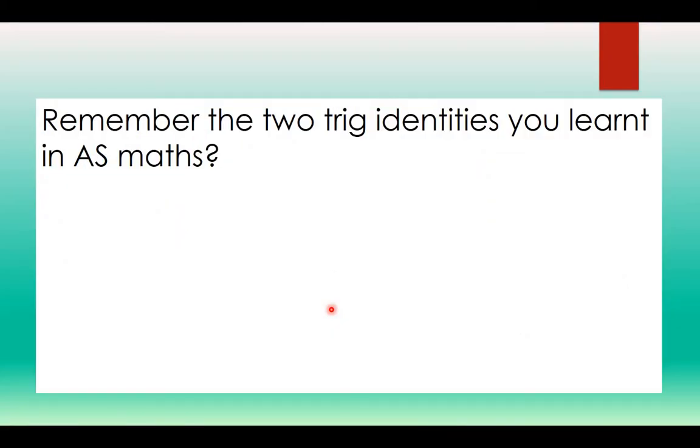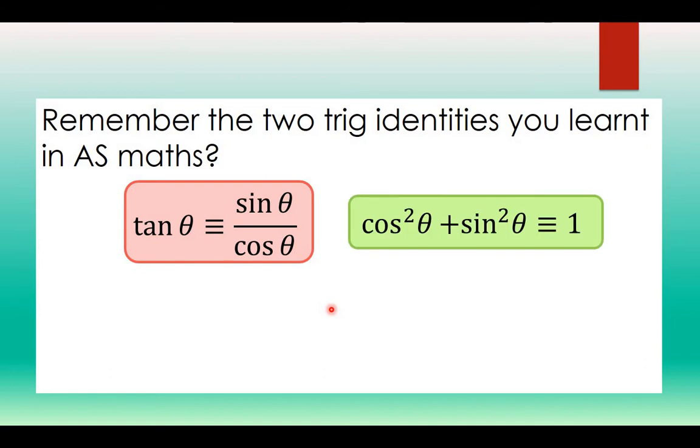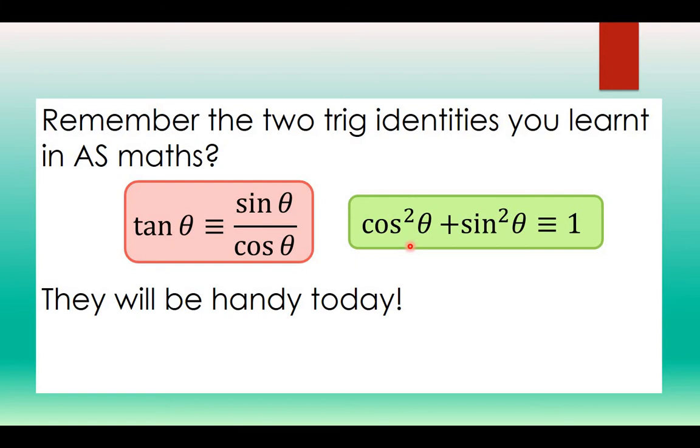Right, so it's helpful to remember the two trig identities that you learnt in AS, and these are tan is sine over cos, and cos squared plus sine squared is 1. We call that second one a Pythagorean identity, because if you draw a little right angle triangle, you use Pythagoras to obtain this identity. They're going to be very useful today.